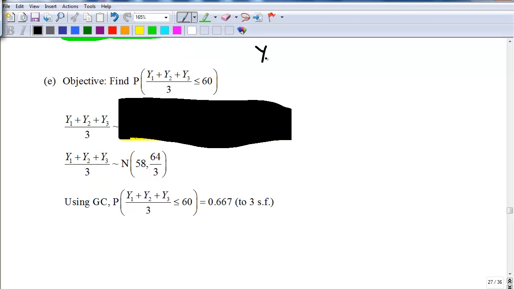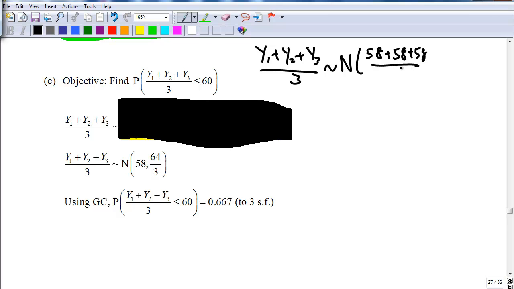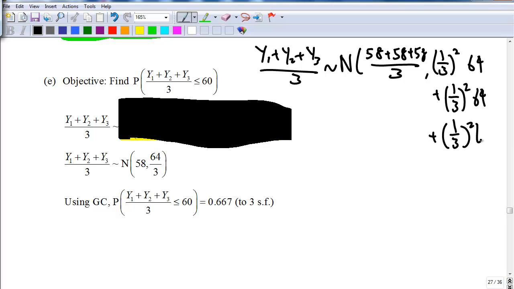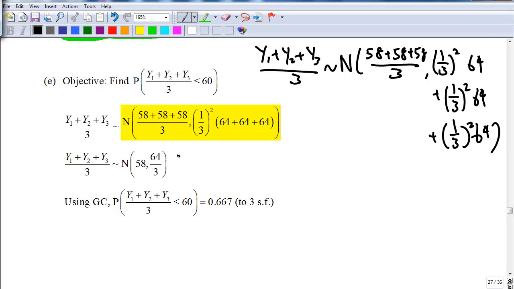So how to find (Y1 plus Y2 plus Y3) over 3? It follows a normal distribution. You add the 3 means together and divide by 3, and the variances you will take 1/3 and you square them and you times the variance of each one of them, so that's 64 plus the same thing, 1/3 square 64 plus 1/3 square 64. Okay, so that's the variance, and when you press this out in your GC, you are going to get this.